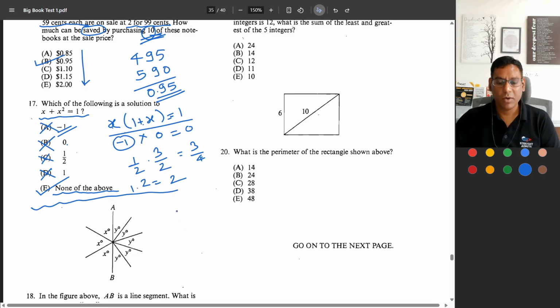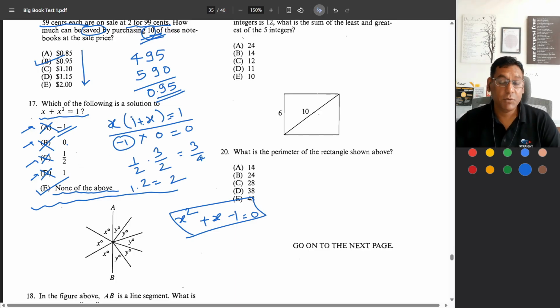You can also do it the quadratic way. You can write it like this: x square plus x minus 1 is equal to 0, and you can use the quadratic formula and you will get the solutions. But then you will see that none of these values appear. If it was simpler, probably I would have done that. If it was even simpler, maybe I would have been able to see something right away, but that's not the case. The easiest method here was to plug in the numbers.